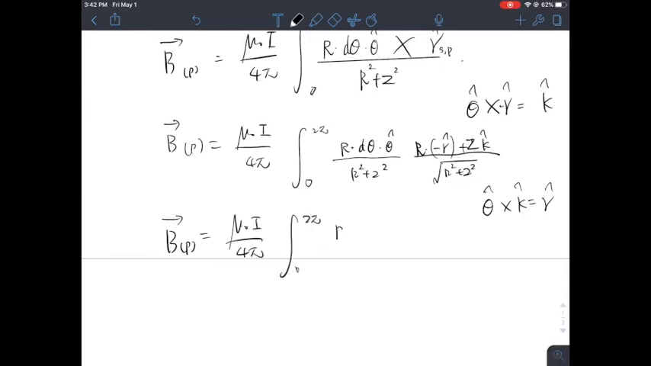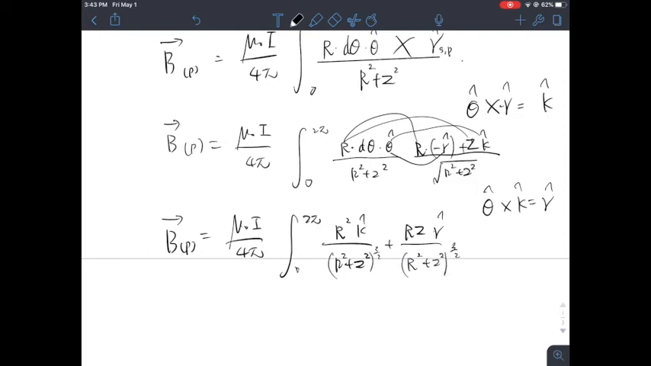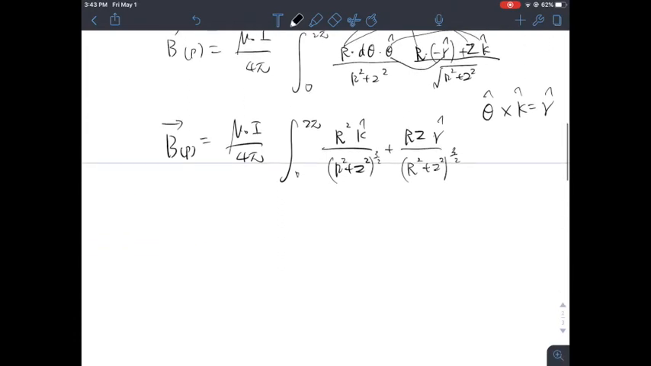So now let's write it more simply. We have our original equation, and then we have r times r squared, and multiplying these two vectors, we get k hat divided by r squared plus z squared, plus r times z times these two vectors multiplied together, cross product is r hat divided by r squared plus z squared. Oops, we need to put them over a common denominator. So we get another 3/2 exponent there. And then all of them need to be integrated over d theta.